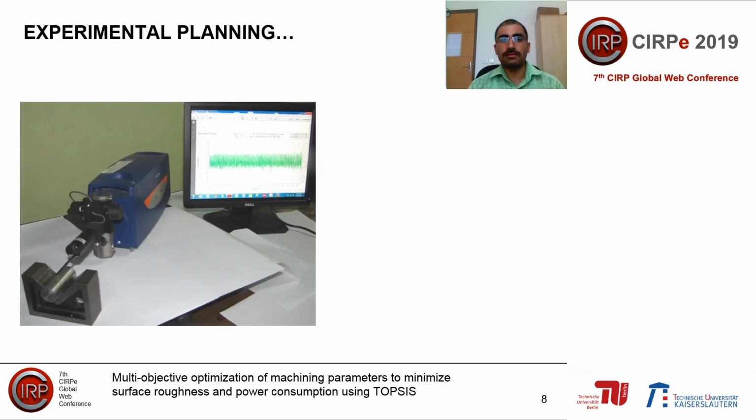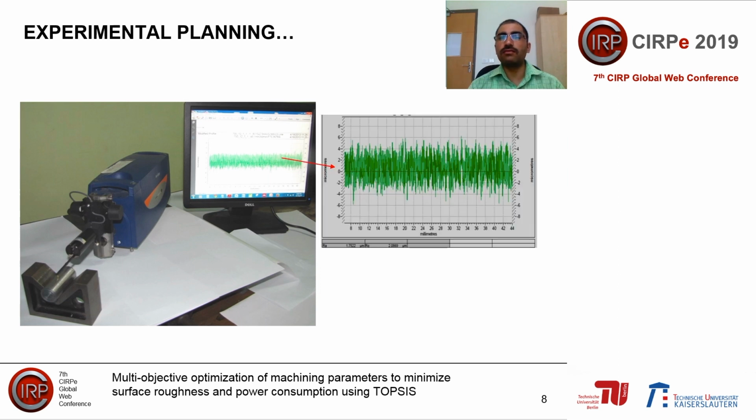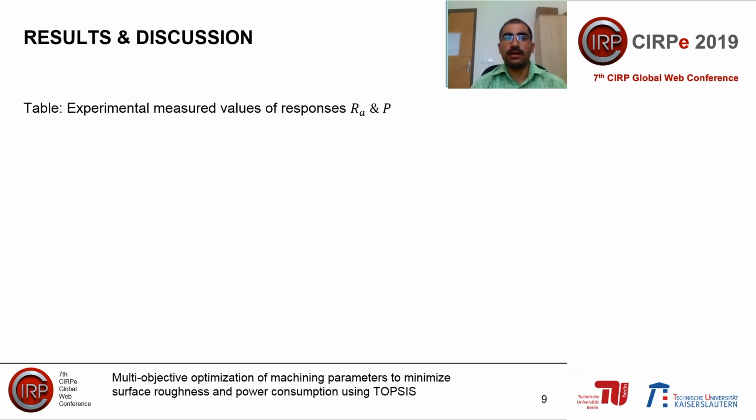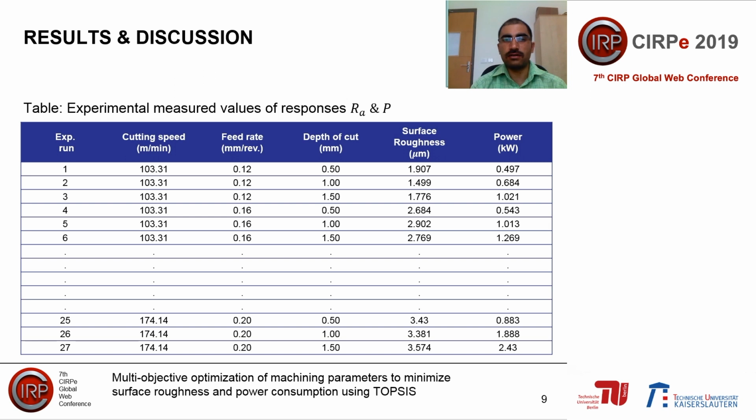This setup is for the measurement of surface roughness. In the present study, we measured the surface roughness using a Taylor Hobson Talysurf profilometer, and we measured it at equal positions of the machined component to get the overall surface roughness readings of the machine parts. In the computer, you can see one of the readings, and this is the zoomed view of this reading. Finally, the average value of these peaks and valleys is considered as the surface roughness of the machined part. So these are the finally experimentally measured values of the surface roughness and power consumption.